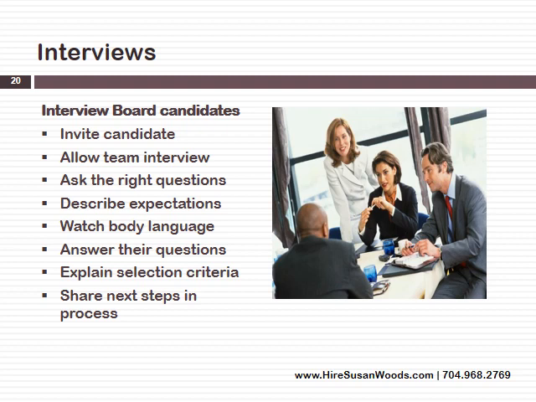Watch their body language. If it looks like they are not comfortable with the explanation of the roles, then maybe probe a little bit to make sure that they are comfortable with the role and the expectations. Answer their questions. They should have questions that they want to ask about the different opportunities and the different roles that are available. Make sure you answer their questions. Explain your selection criteria. What criteria are you using to select people to serve on your board? And then be sure to share the next steps in the selection process, so they will know what to expect after the interview.